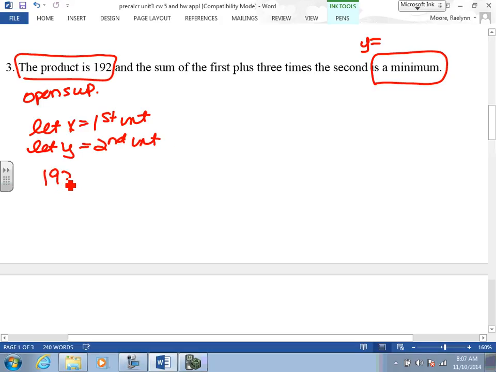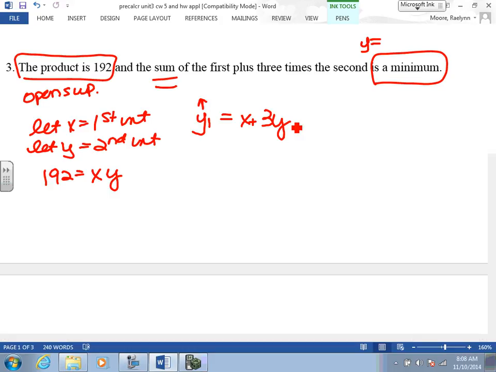So 192 is x times y. Right? That's a piece of information given to us. This sum, this is my y1, because this is what's going in my calculator, of the first one, x, plus 3 times the second one, which is y, is my sum. And that's the guy, that's a minimum.